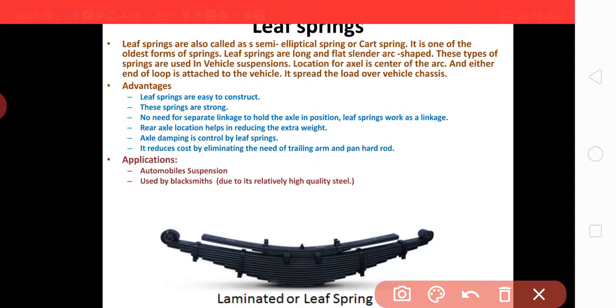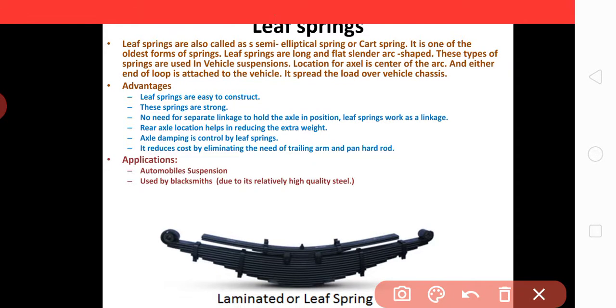These types of springs are used in vehicle suspension. The location of action is at the center of the arc, and either end of the loop is attached to the vehicle. It spreads the load over the vehicle chassis. The advantages are that these springs are easy to construct. These springs are strong. There is no need for a separate linkage to hold the axle in position. Leaf springs work as a linkage. Rear axle location helps in reducing extra weight. Axle damping is controlled by the leaf spring. It reduces cost by eliminating the need for a trailing arm and Panhard rods.